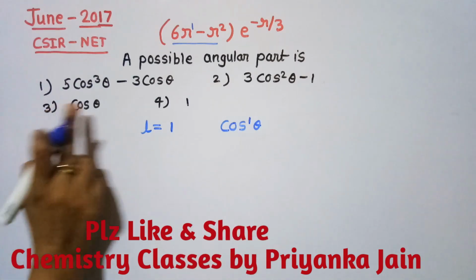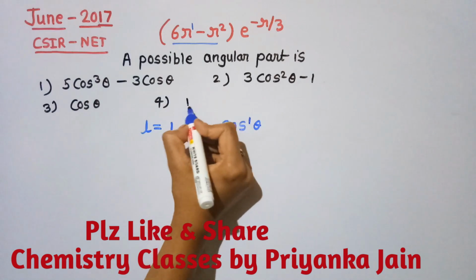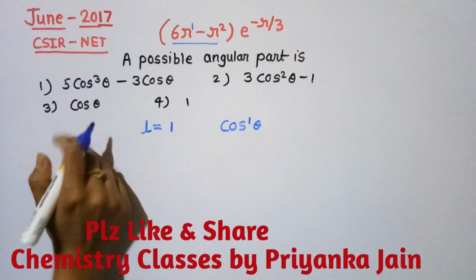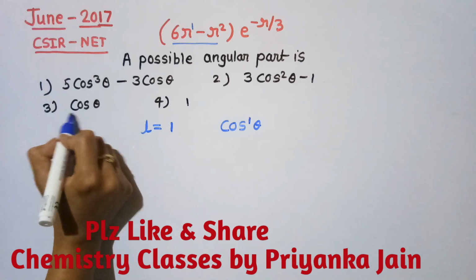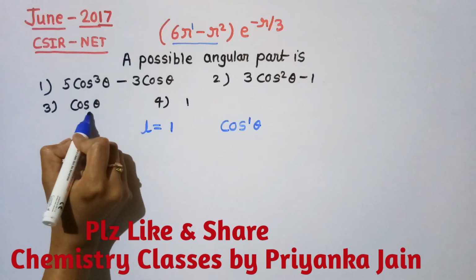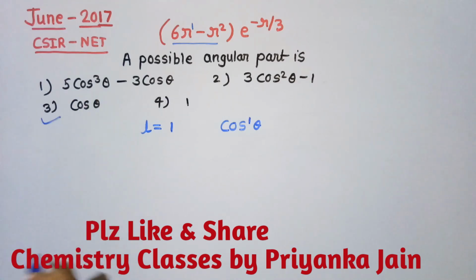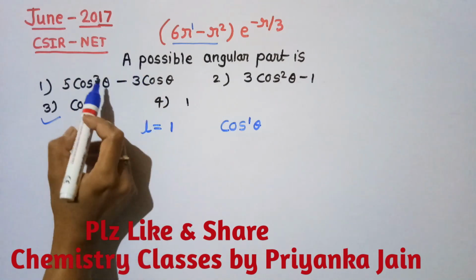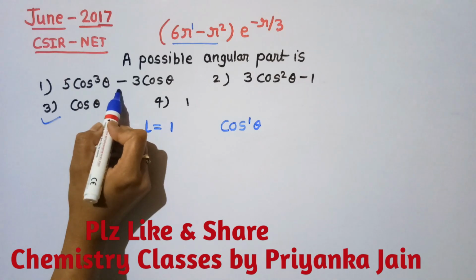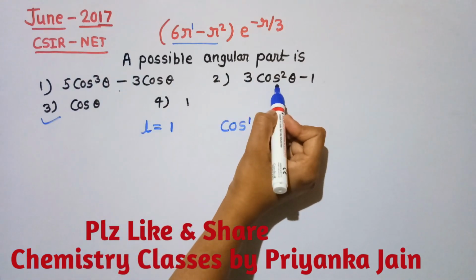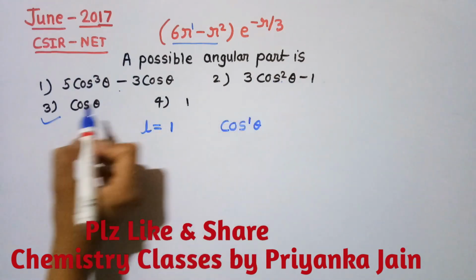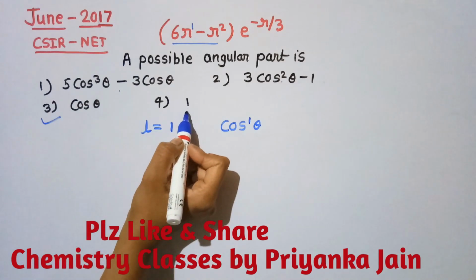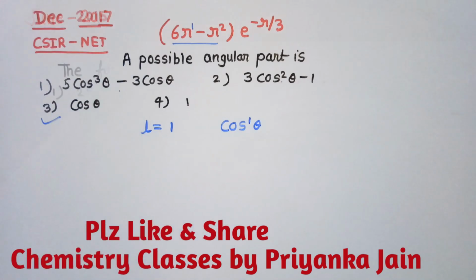Now you can see 4 options. This will be cos 0 theta, that is equal to 1, and only here we have been given cos 1 theta. So this option will be the right option. In all other options this will be 3 plus 1, 4 power. It means it will be for L is equal to 4. This will be for L is equal to 2, this is for L is equal to 1, and this is for L is equal to 0. So this one is the right option.